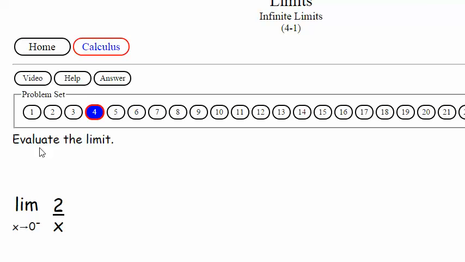Now, this one says evaluate the limit: the limit as x approaches 0 coming in from the left-hand side of 2 over x. Can we remember all that? 2 over x. We've got the limit as x approaches 0 from the left of 2 over x.